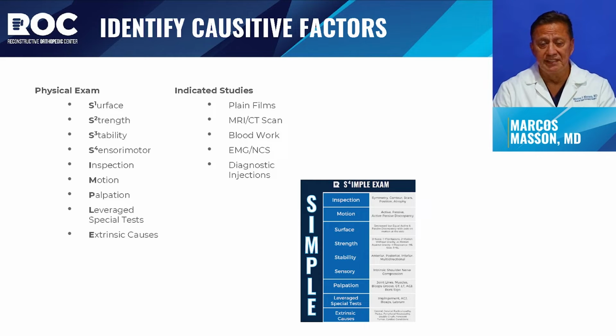Leverage special tests is that for each condition there are special tests that we do in order to optimize the diagnosis. And finally, we look at extrinsic causes for anatomic pain, because many times, particularly nerves, can have referred pain that causes this as an indicated problem. Now, studies that we perform, depending on our findings, can include lab work, plain films, MRIs, CT scans, or any diagnostic injections that can localize the problem or area of interest.